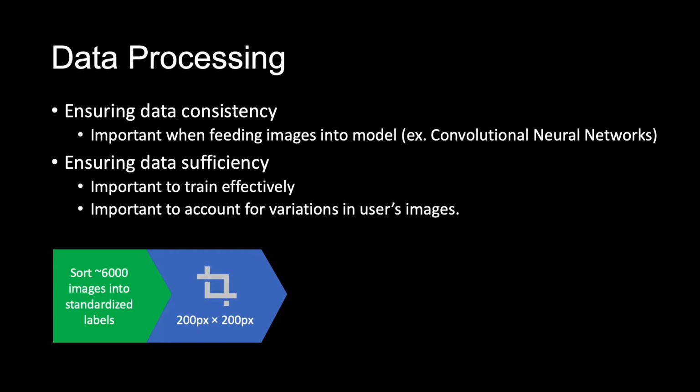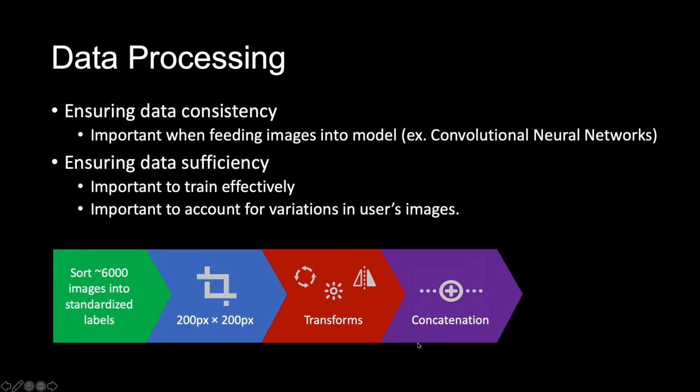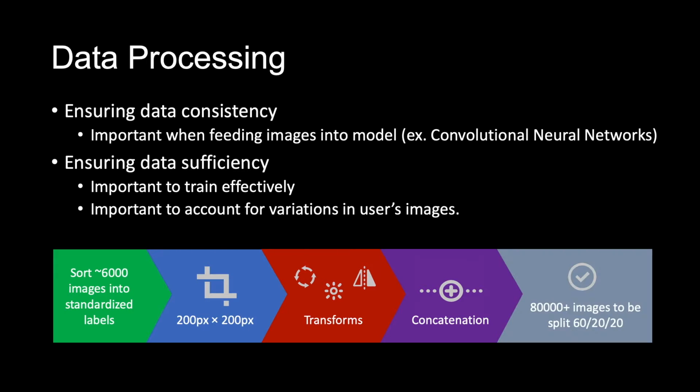Then, we augmented the data by applying random transformations from the PyTorch library, such as rotation, hue, saturation, brightness, etc. This created a larger training set and also accounted for users who may take pictures from different angles and different lighting and so on. After all this, we had a dataset of about 80,000 photos. This was split into a 60-20-20 division into training, validation, and testing sets, which were batched and fed into our model.